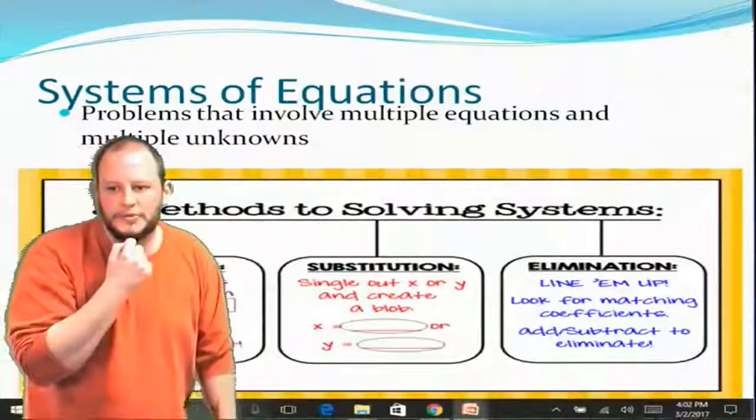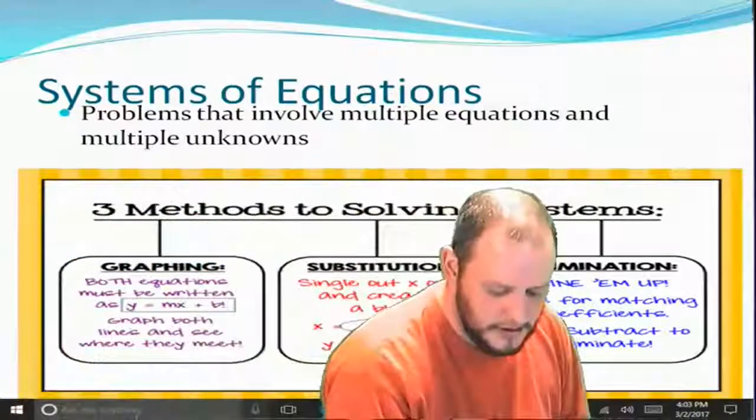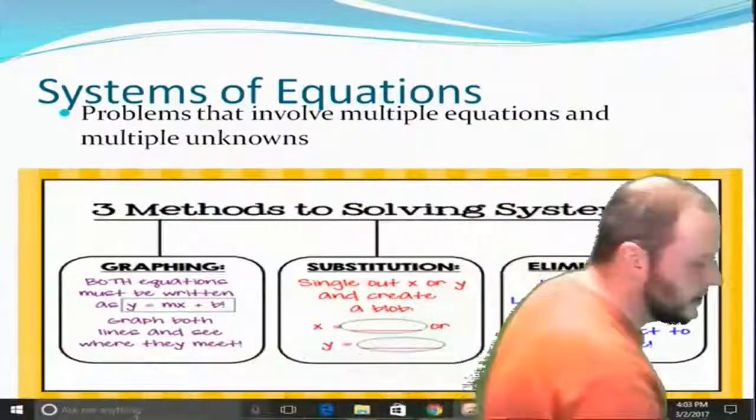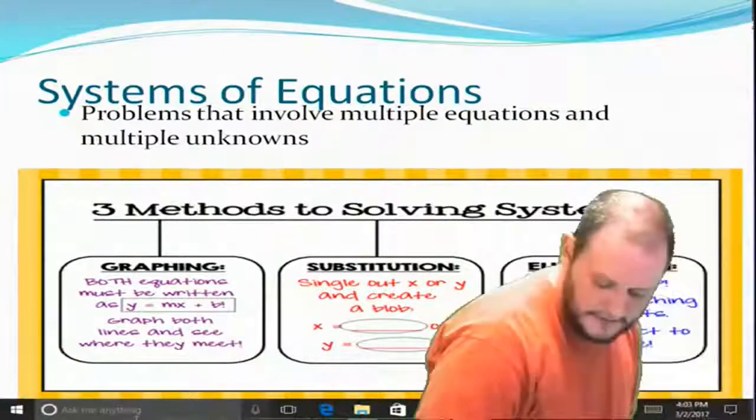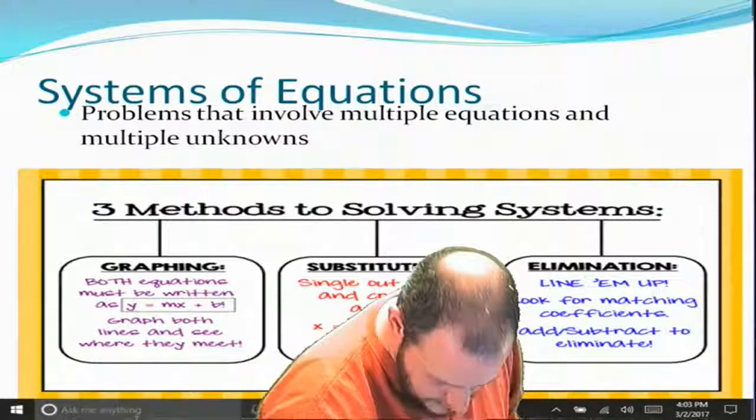The next thing we're going to talk about is systems of equations, everybody's favorite. Problems that involve multiple equations and multiple unknowns. There's one on your practice exam that I have right here. Number 15.